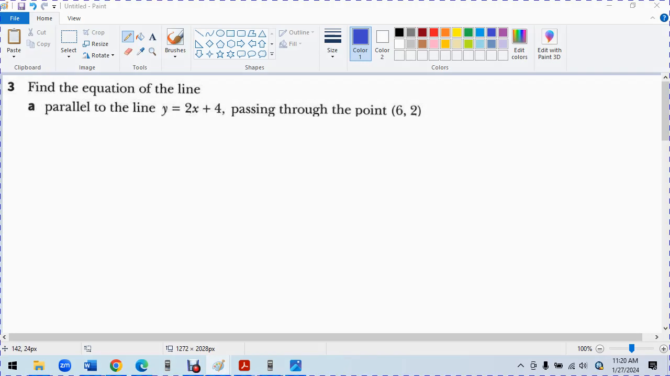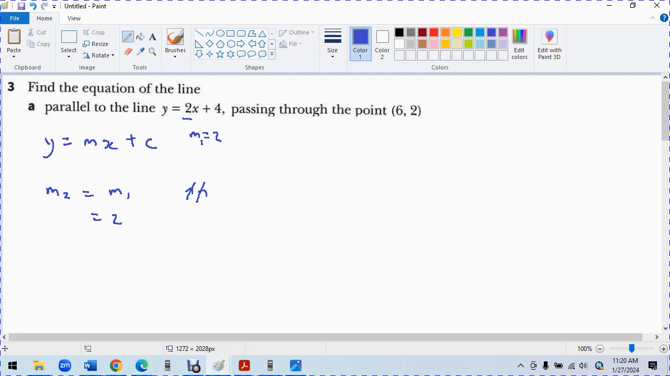3. Find the equation of the line parallel to the line y equal to 2x plus 4 and passing through the point (6, 2). Okay, so we know that the gradient-intercept form of a straight line is y equal to mx plus c. So for this one, the gradient is 2. I will call this gradient 1. So gradient 2 is equal to gradient 1, that is equal to 2, because they are parallel.